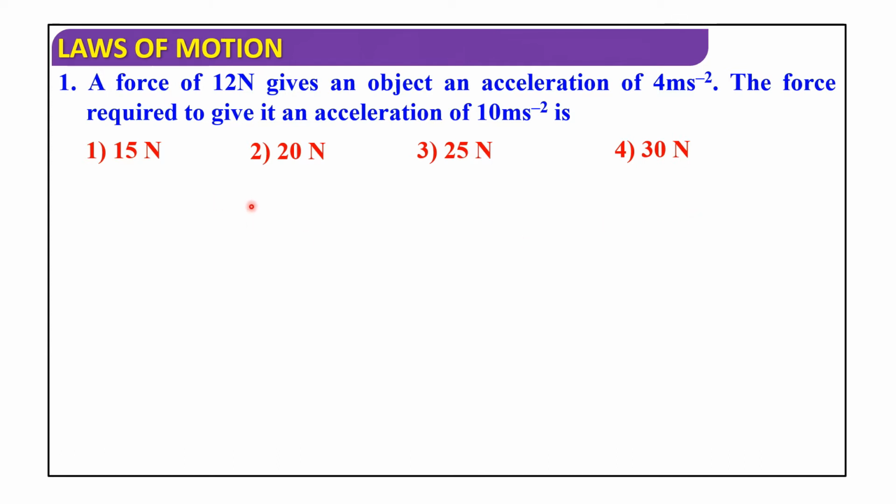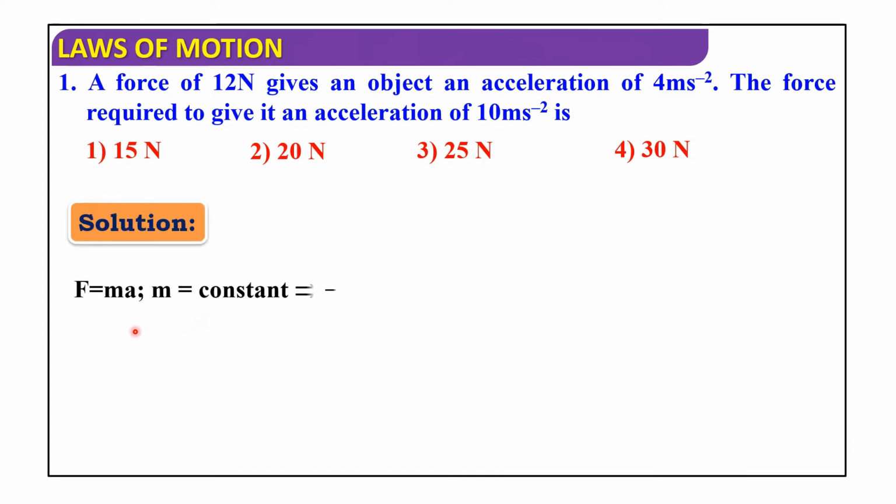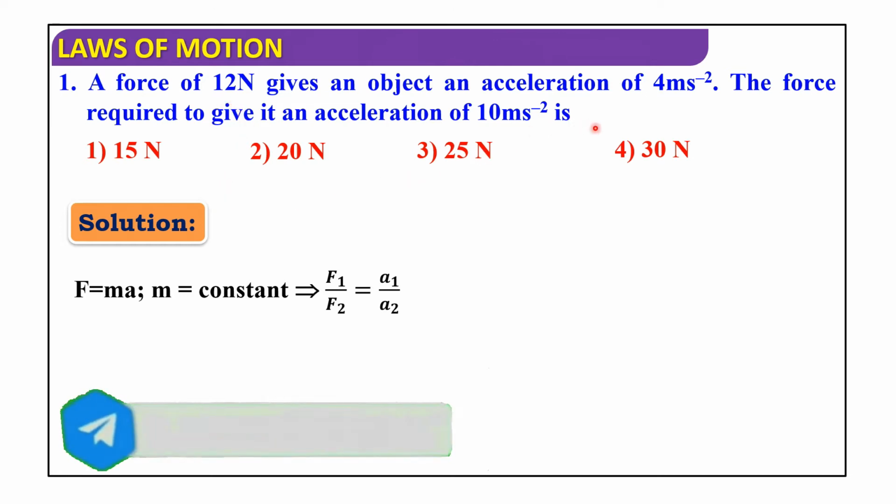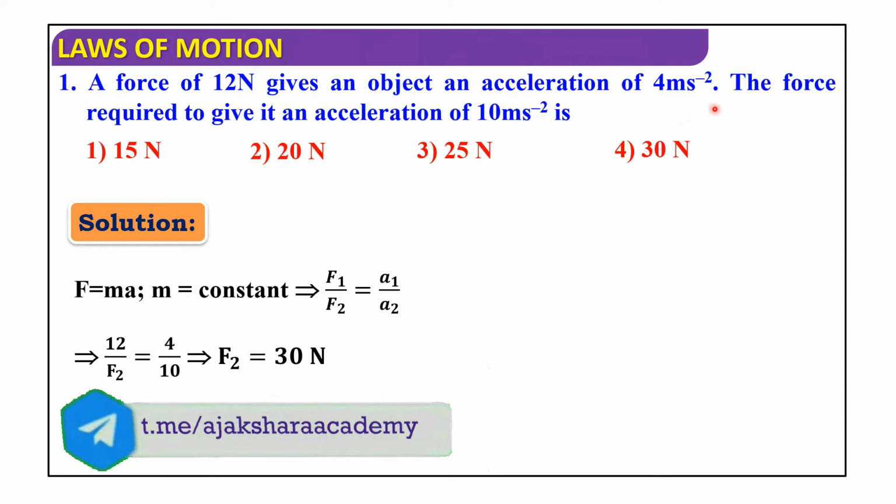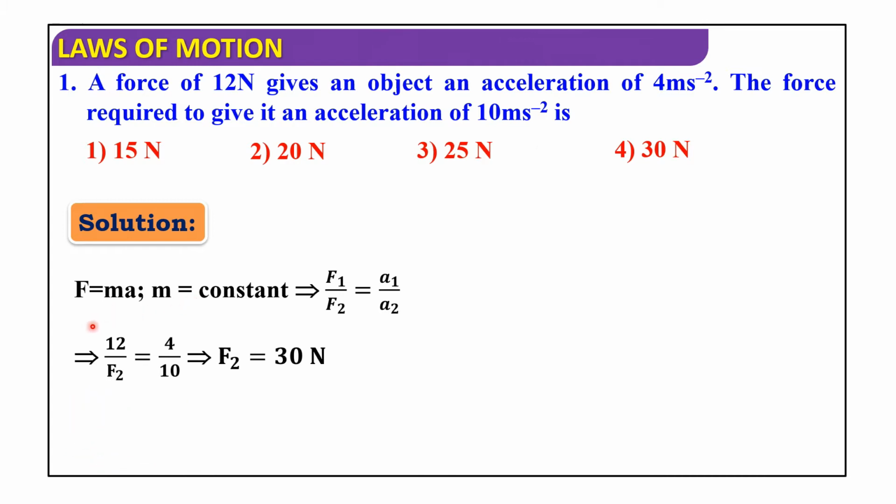Now let us go to the solution. Given here: F1 is 12 newtons, A1 is 4 meters per second square, and A2 is 10 meters per second square. We have to calculate F2. From Newton's second law of motion, F is equal to ma. From this, it can be written as F1 by F2 is equal to A1 by A2. Substituting the values, F1 is 12, A1 is 4, A2 is 10.